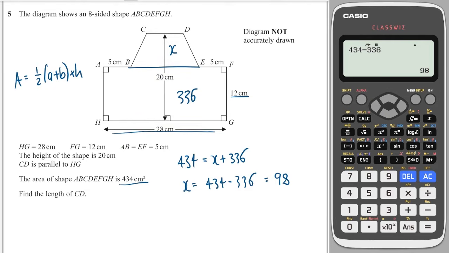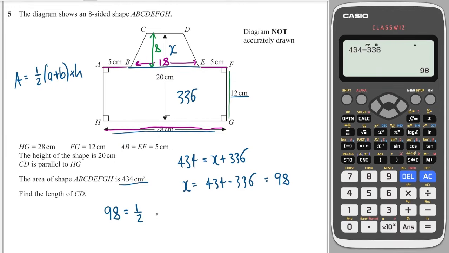So let's first off work out what the base is. Well, the whole thing across the bottom is 28, and we've got a 5 there and a 5 there. So that leaves 18 left over to go across the bottom. And the height of that shape, well, I know the height of the rectangle at the bottom is 12, and the overall height is 20, which means this height here must be 20 minus 12, which is 8. Okay, so now we can apply the formula. We know the area of that trapezium is 98, we've worked that out already.